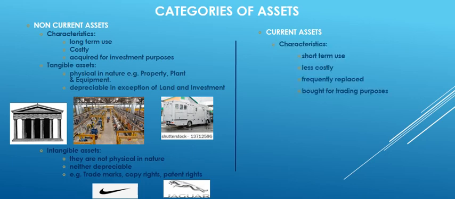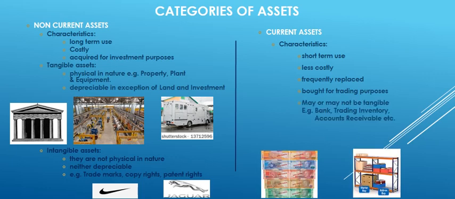For the current assets, the characteristics are they are used for the short term, they are less costly, they are frequently replaced, and they are bought for trading purposes. They may or may not be tangible. Some of the examples are the bank account, the trading inventory, the accounts receivable, cash flows, petty cash, and so forth.